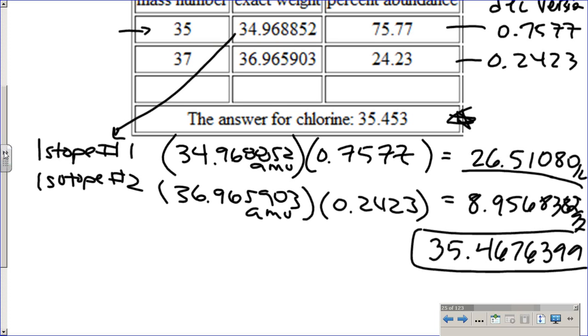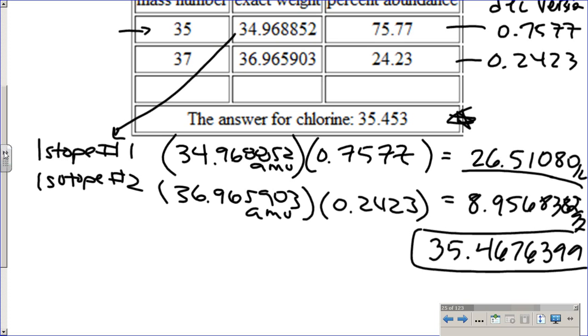You see how this number, 35.467, is really close to this number here? They should be. Whatever you get in terms of your first multiplication and your second multiplication, when you add them together, that is the average atomic mass of chlorine. It should be really close to whatever the periodic table says, or if I give you a given, it should be really close. And you can always verify you're right, because you should be really close.